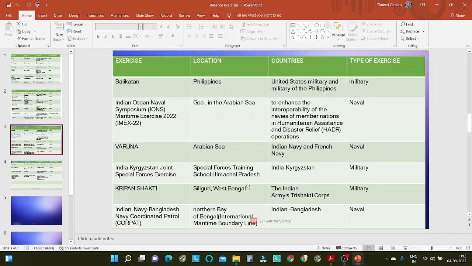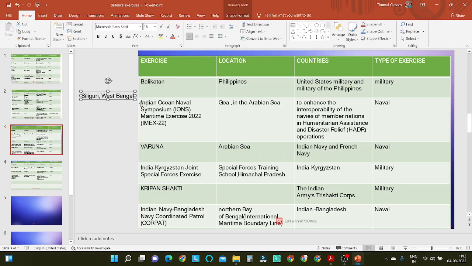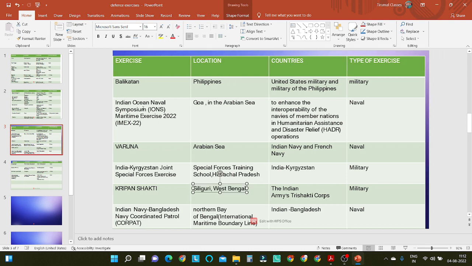Now moving to the next exercise, it is the exercise named Indian Ocean Naval Symposium. It is taking place in the Arabian Sea on the coast of Goa. No other country is taking part in this exercise. It is a naval type of exercise.